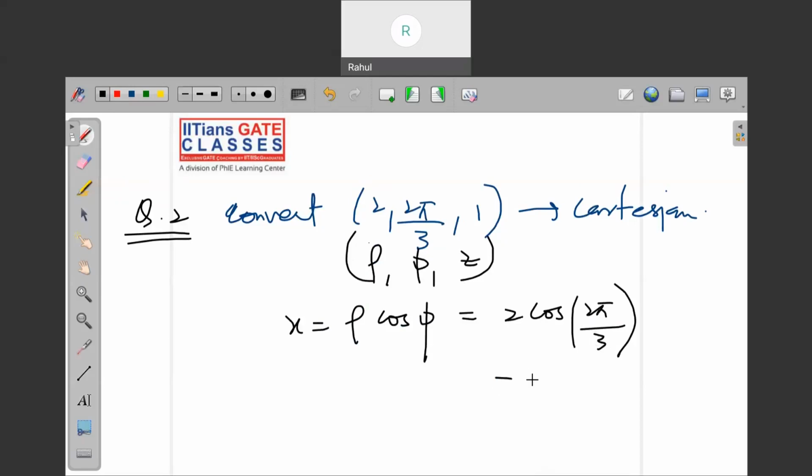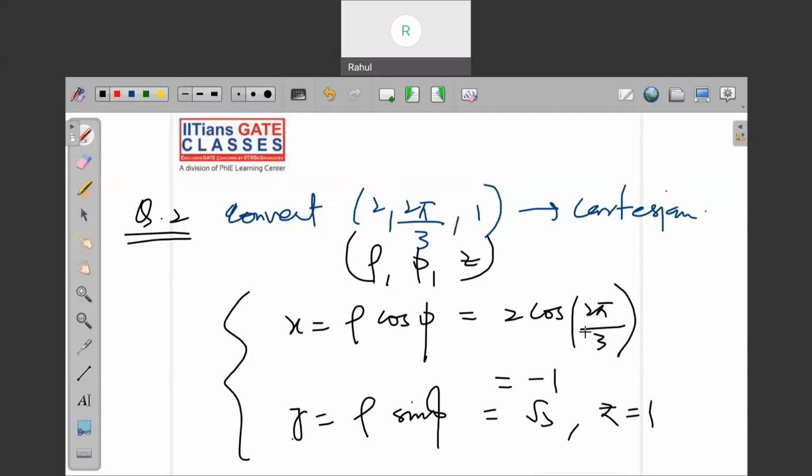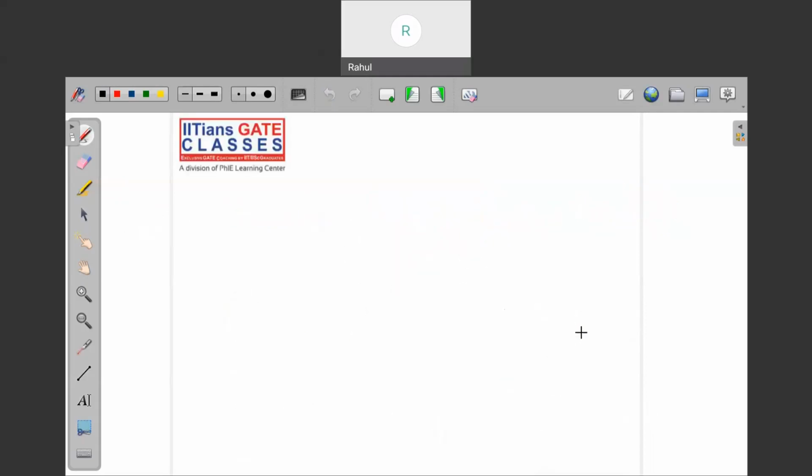So this is going to be your -1, and y equals rho sine phi, right? So again here it will be giving you root 3, right? And z will be equal to 1 only. Okay, so this is how you can find out. Now you need to know what is cos 2 pi by 3 and sine 2 pi by 3. So please take care of that, right?